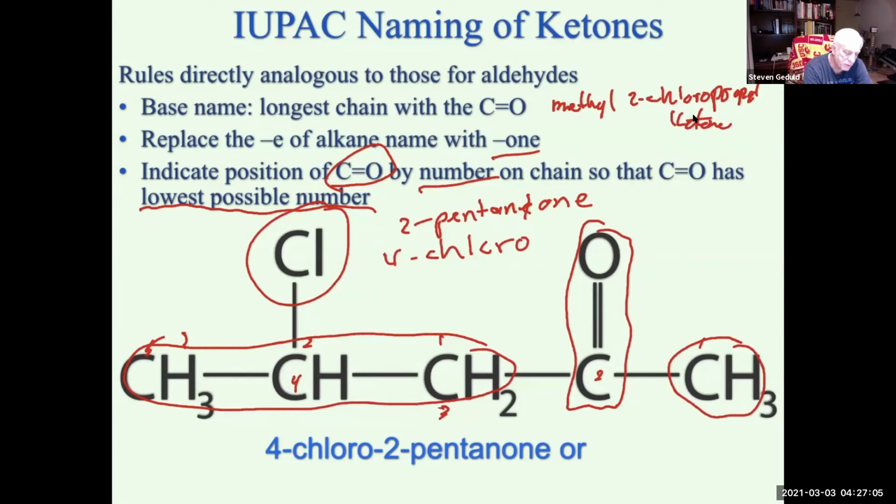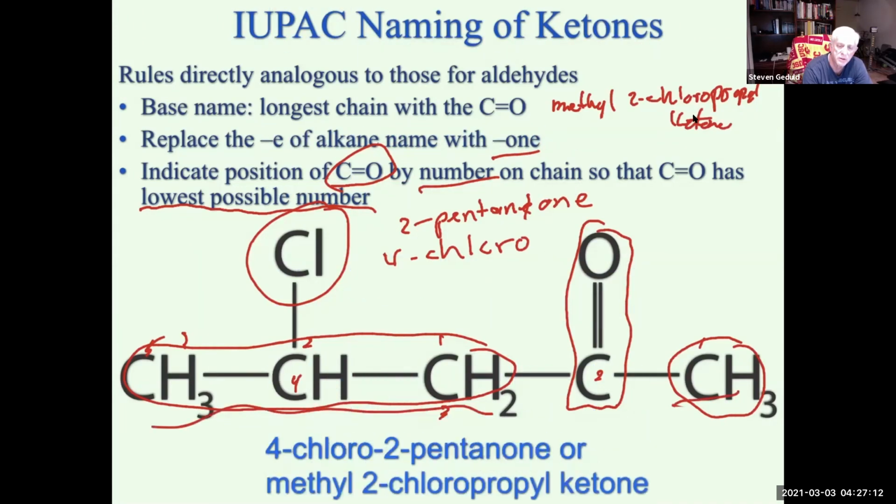So you could have 4-chloro-2-pentanone, or you can have the methyl group and then the 2-chloropropyl group, ketone. Methyl comes first and it's all one word. Then 2-chloropropyl, because you have a chlorine on the 3-carbon group at the number 2 position, and then ketone. You name each side, with the small one coming first. So 4-chloro-2-pentanone is IUPAC, and the common name is methyl 2-chloropropyl ketone.